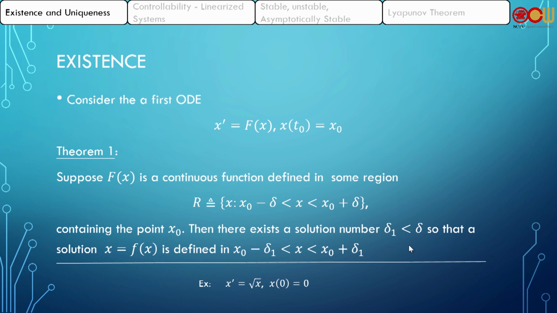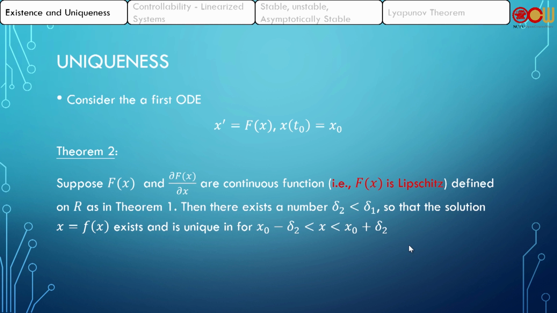An example of this which has no solution is if you start at 0, because this f(x), which is the square root of x, is not defined at 0. This is the initial condition at 0, okay? It's not defined, which implies this f(x) is not continuous.